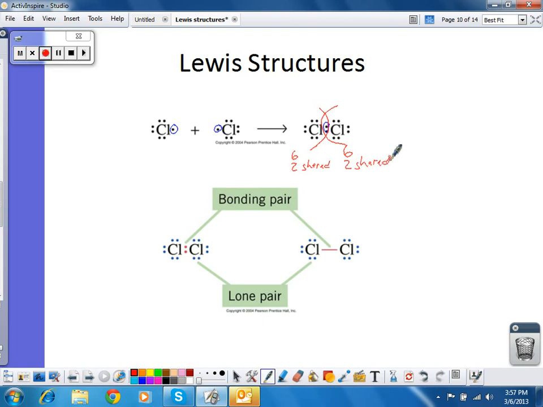So that would be a single covalent bond because only 1 pair of electrons is shared. When we go to draw Lewis structures, typically we'll represent this pair of electrons as a single dash. That dash counts as 2 electrons, and that's called a bonding pair because that's what holds the 2 atoms together. Electrons that are associated with only one atom are called lone pairs. So each chlorine has 3 lone pairs of electrons.